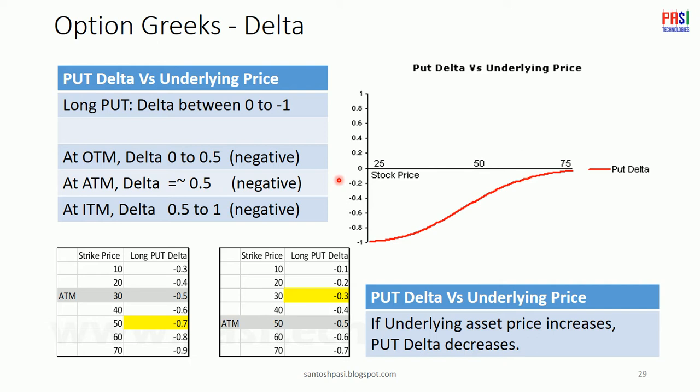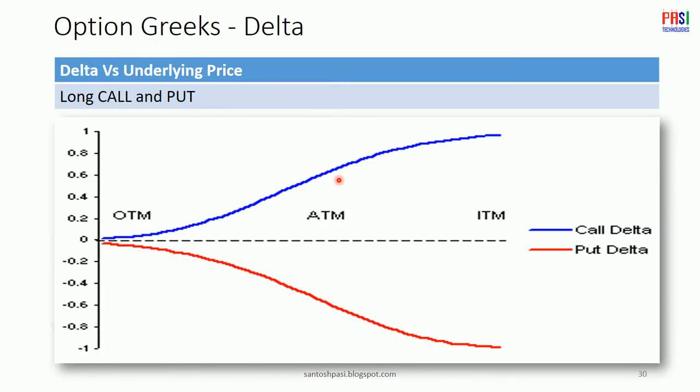So here is a combined diagram of both. As you can see here, this is for my call option, this one is for my put option. Summary is that in case of both call and put, if you are towards OTM it will be towards 0, if you are towards at the money then it is towards half, and if you are considering the in the money strikes that will be towards 1.